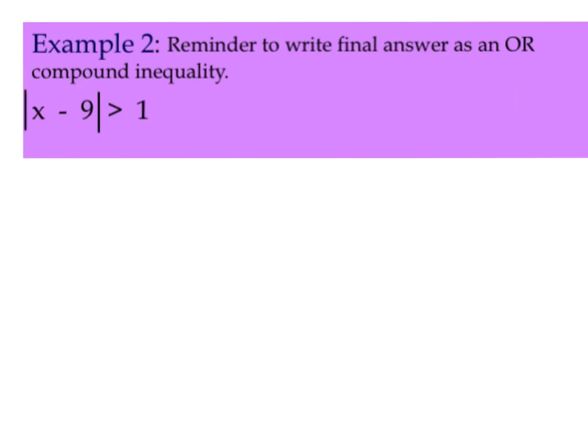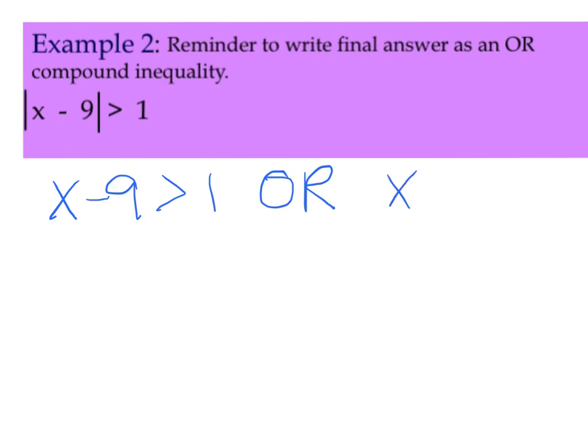So again, just like equations and just like the example I did, I'm basically going to take this inequality and write it without the absolute value symbol. So it looks like that. x minus 9 is greater than 1. And I'm going to put a big or here to remind me that because this is a greater than symbol, it's going to be an or compound inequality.